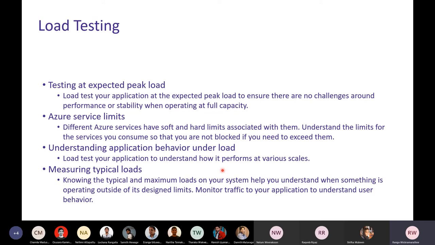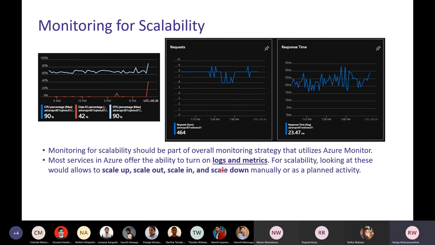what are the tenants that have the most data? What are the tenants that have less data? Something like that. You need to be aware. And of course, the monitoring for scalability. So, like I said, the monitoring enables us to get these sorts of aspects.